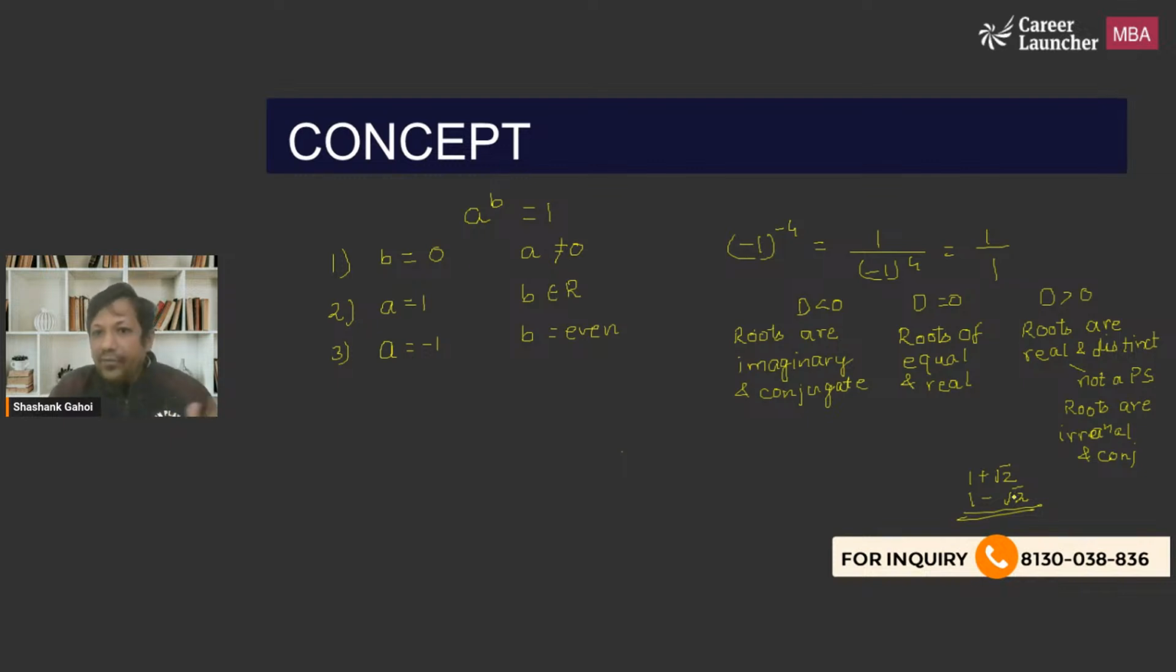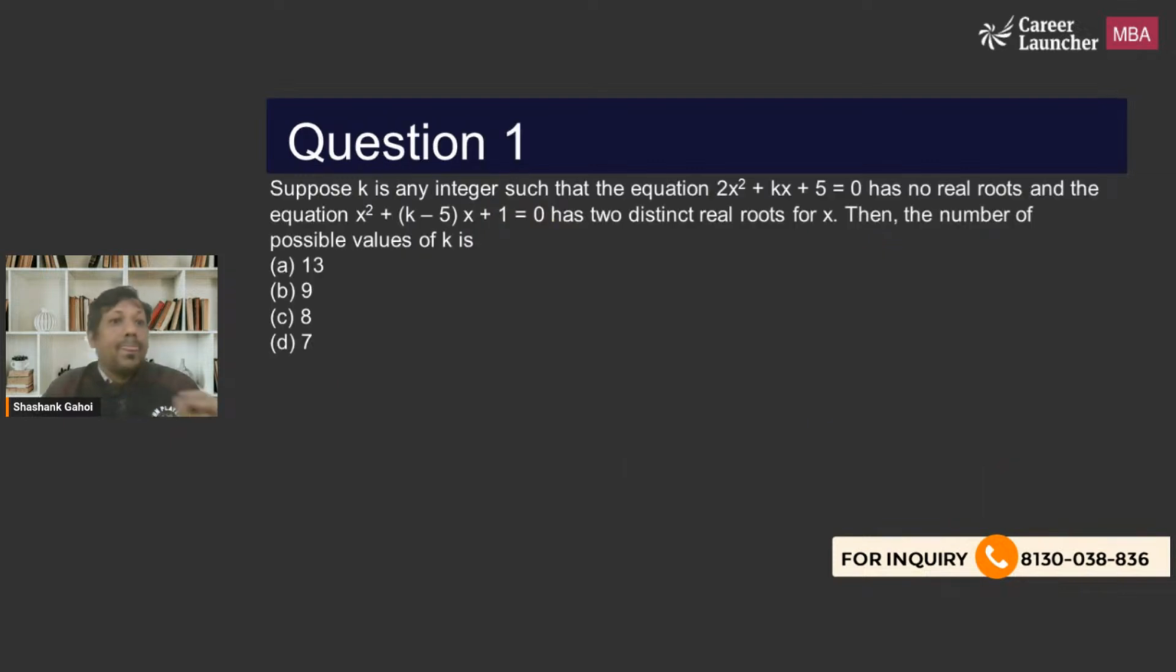Now, let's start a few questions and see what we can do. The first question says that suppose k is any integer such that the equation has no real roots. So basically, what is the condition of no real root? The condition of no real root is D is less than 0. It means B square minus 4AC should be less than 0, right? It means k square minus 4 times 2 times 5 should be less than 0. So from here, I can say that k square should be less than 40, right?